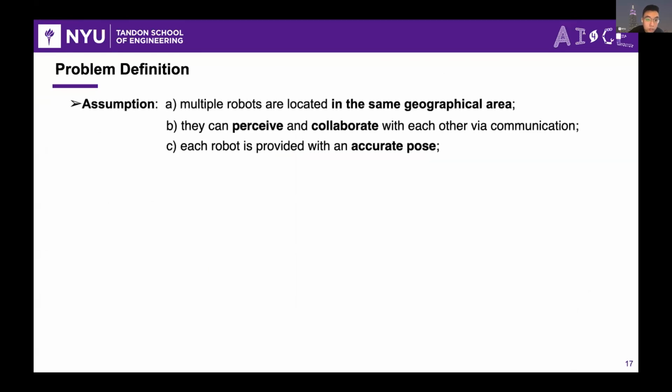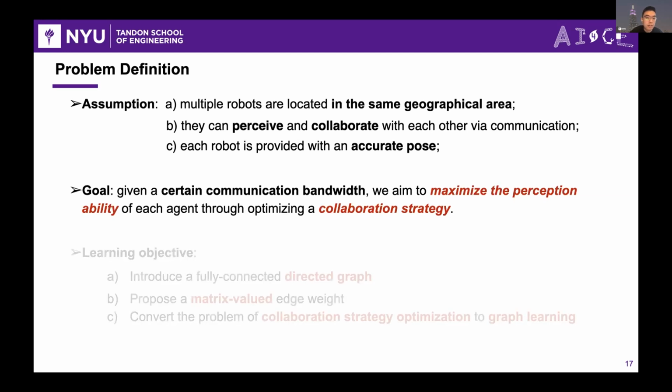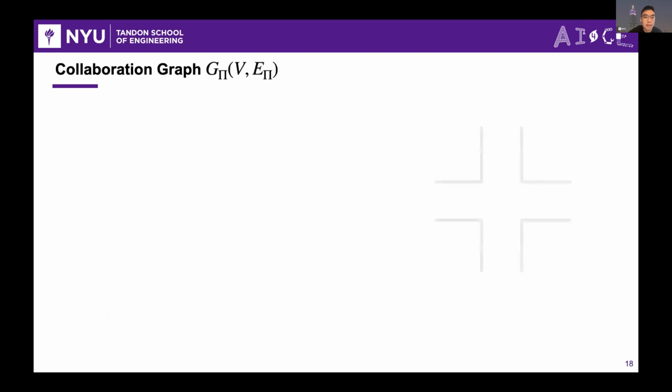So in this work, we assume that multiple robots are located in the same area, and they can perceive and collaborate with each other without communication issues. And also each robot is provided with an accurate pose. Our goal is that given a certain communication bandwidth, which means a certain layer of the neural network, we aim to maximize the perception ability of each agent by optimizing a collaboration strategy. We introduce a fully connected digraph, and we propose a matrix-valued weight, and then we can convert the problem of collaboration strategy optimization to graph learning.